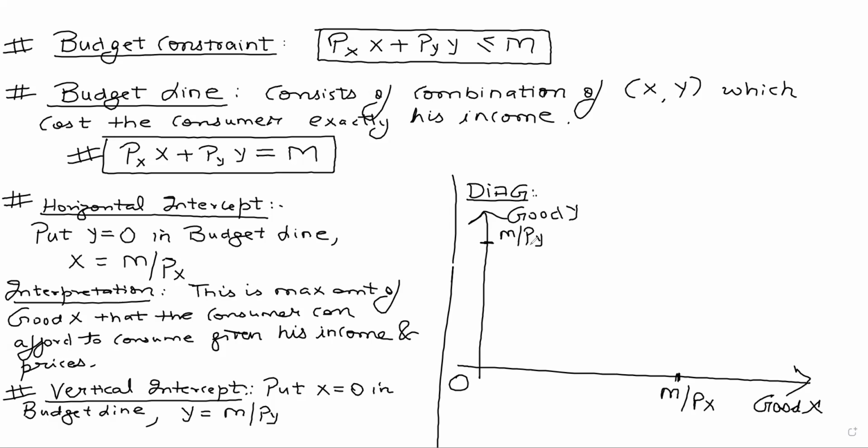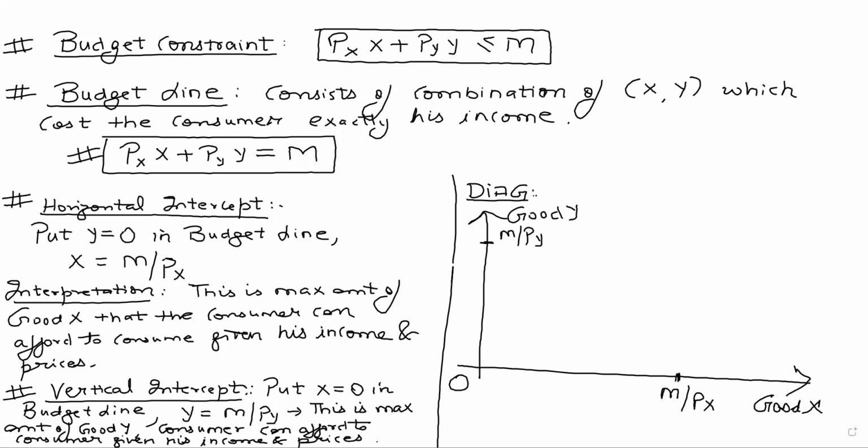Now how will I interpret this? This is the maximum amount of good y the consumer can afford to consume given his income and prices.